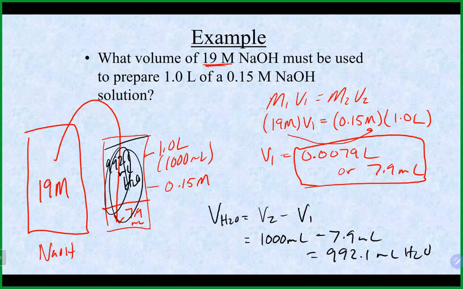So we would put that in there, 992.1 milliliters of water. Give it a mix, and we should end up with 1,000 milliliters, or a liter, of a solution that should now have a concentration of 0.15 molar. Any questions on that? In this particular problem, you can leave the answer in liters or milliliters. Most of the time, you probably would leave it in liters since the original volume was in liters, but you could technically do either one. Any other questions? All right, let's try another one.